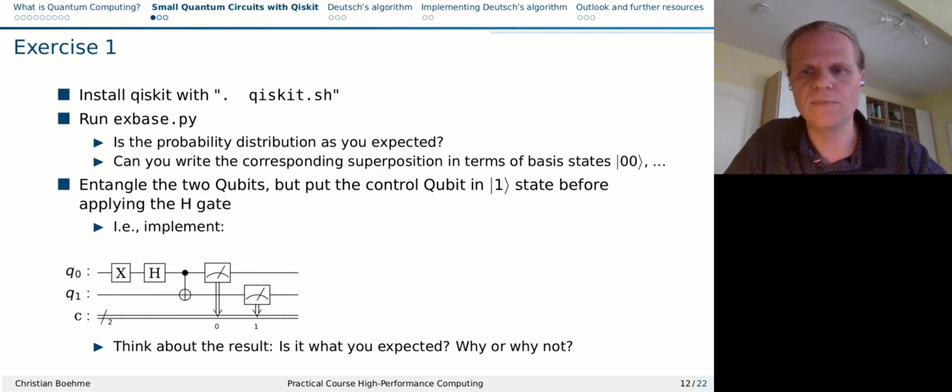Okay, now I see. Good. The next task is we entangle the qubits. We did basically the same as we did before, just we added this X gate before applying the other MAT gate. So when we apply the other MAT gate, we do not get the 0 plus 1 state, but the 0 minus 1 state. But the result in the probabilities is the same as before.